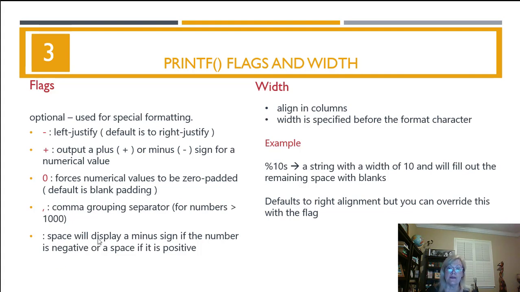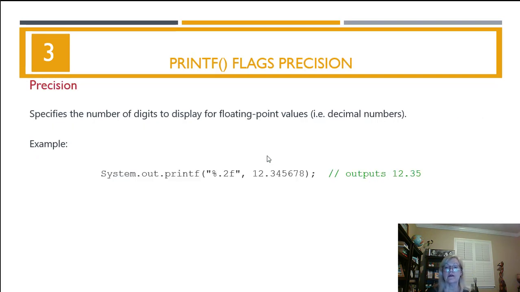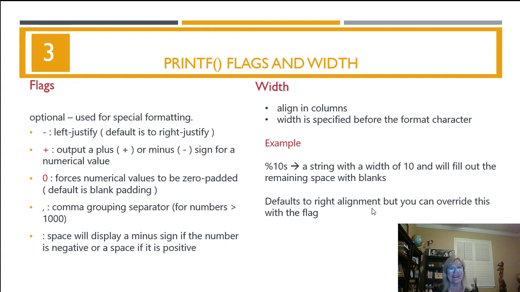You're going to use the width values when you want to align columns. So width is specified before the format character. So 10s means it's going to be a string, and that string is going to take 10 characters. So it could be just the string "hi". It doesn't matter. I'm going to have it fill 10 spaces. Helps with alignment, actually, when you're trying to align columns. Oh, I wanted to point out also that it defaults to right alignment when you do the width. You can override that, right? That minus sign changes it to left justify or left alignment.